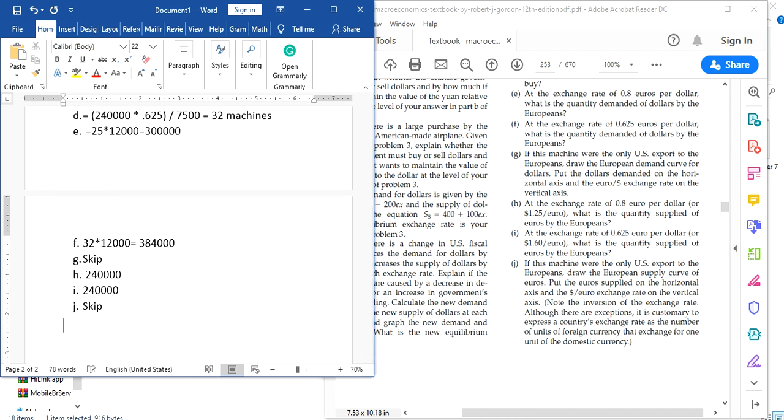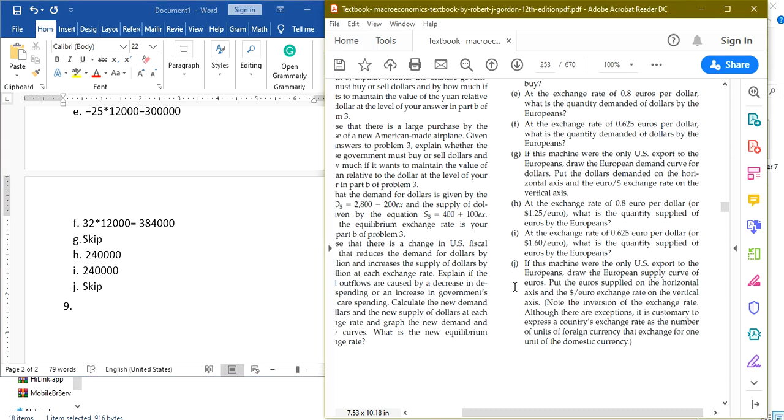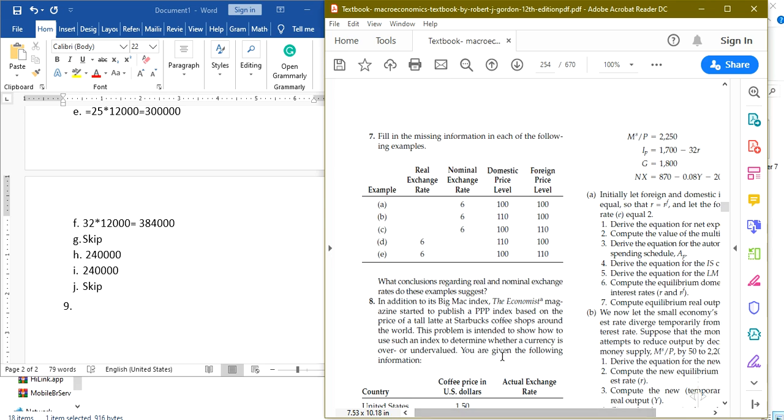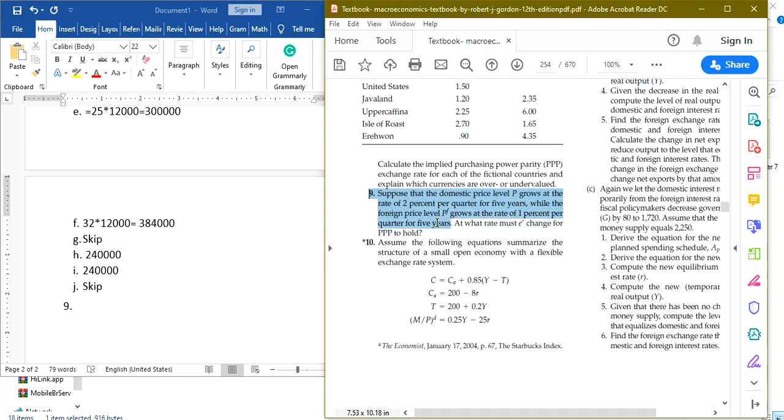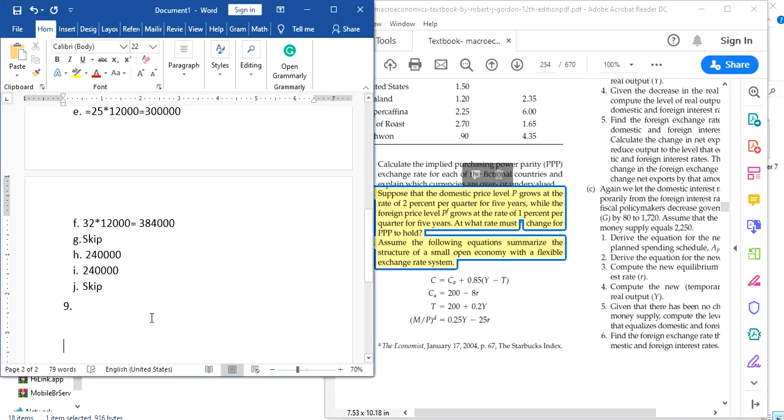And now we move to problem 9. Okay, let's find it here and start to solve it. Those were selected problems, and even 10a. Now suppose that domestic price level P grows at the rate of 2% per quarter for 5 years, while the foreign price level grows at the rate of 2% per quarter for 5 years.